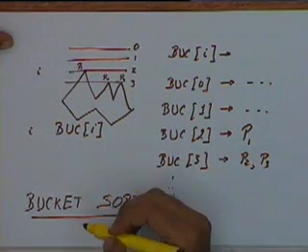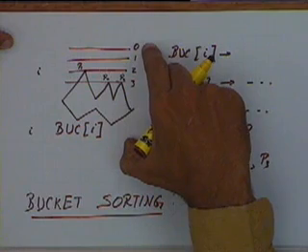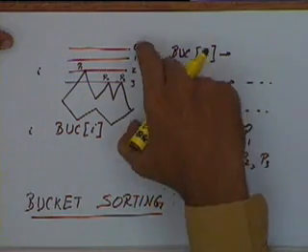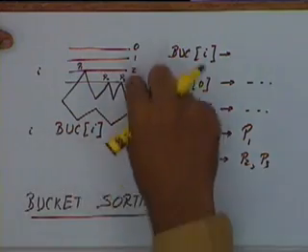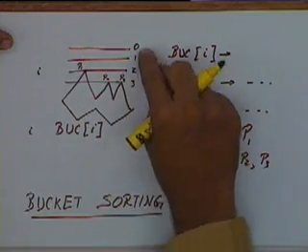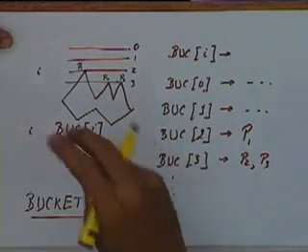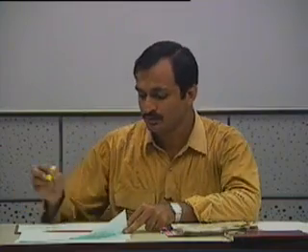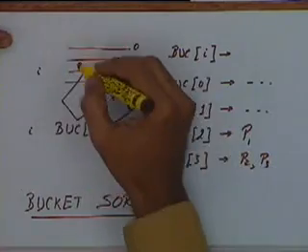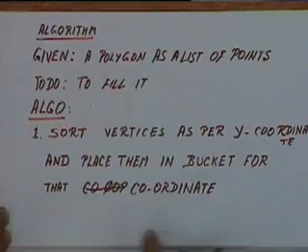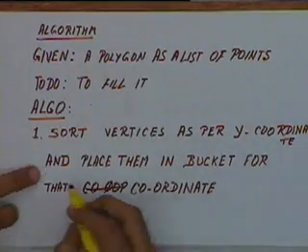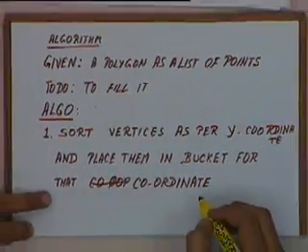The amount of memory used will be equal to the number of scan lines. That will be the array size. Now, speed will be proportional to the number of points. Otherwise, if you do sorting in any other way, the speed will be much slower than that. The time required will be more. So, in each bucket, we'll have a set of points starting on that particular scan line. So that is what I say: sort vertices as per y coordinate and place them in the bucket for that coordinate.